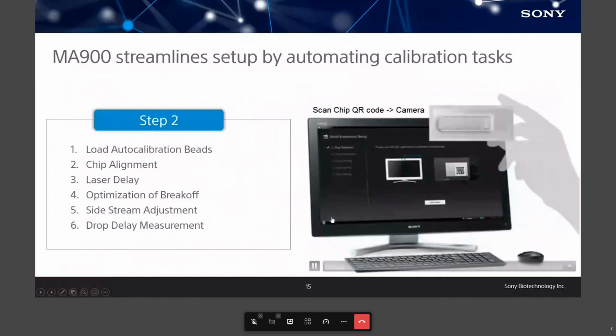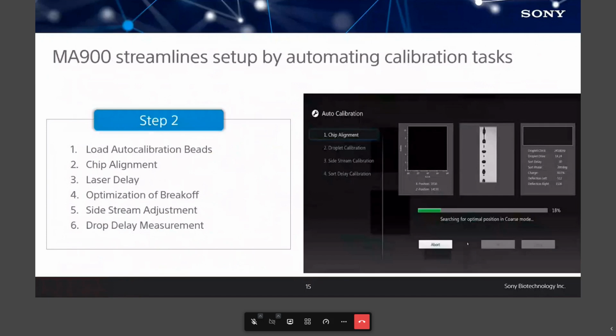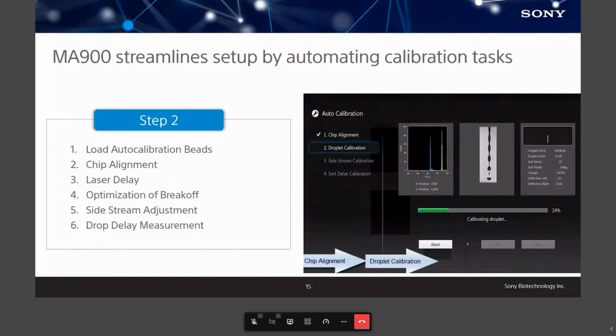Got these beads, scan the chip. What's important about these beads is they do not need to be diluted. So again, very easy to use. Just shake up the tube, add the tube of beads, and once that tube of beads is loaded, the software will begin setting up all of these different steps. So chip alignment will be done automatically.